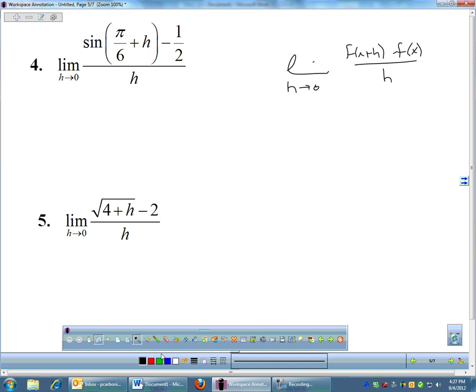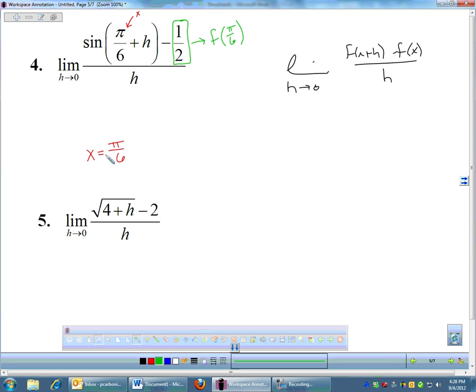I'm looking here, and this one's a little bit tricky. I have that sine something here. It's sine of something plus h. I'm thinking pi over 6 is taking the place of my x. So my tangent is going to occur at the point x equals pi over 6. And then identifying my function, remember, this thing right here is supposed to be f of wherever my point of tangency is. So that's f of pi over 6 gives me 1/2.